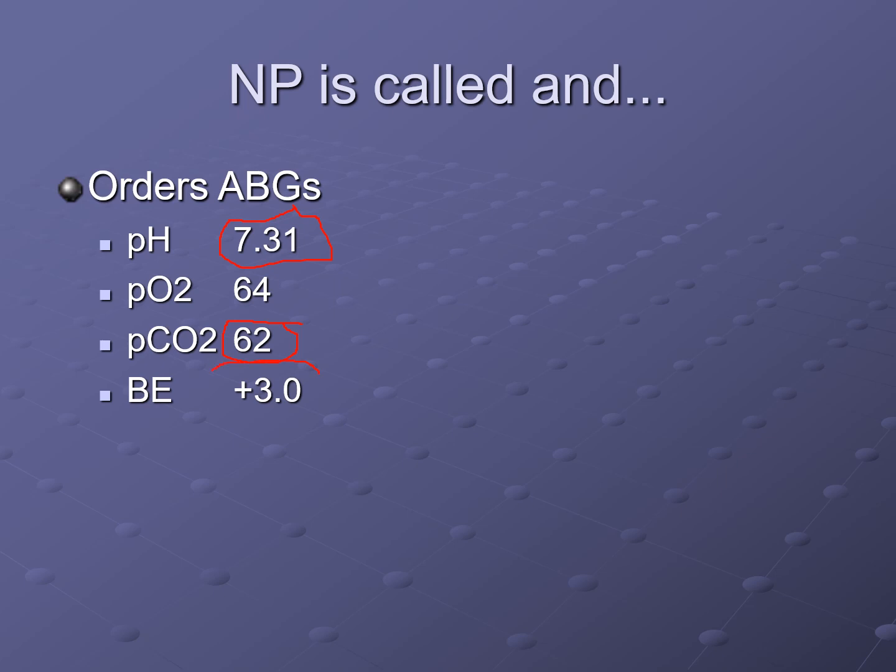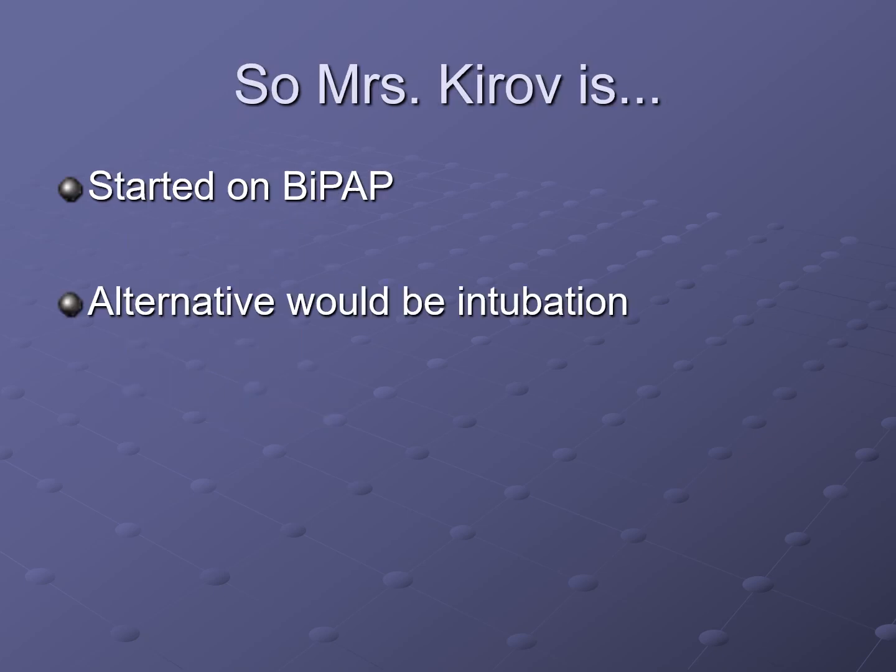Her base excess has gone up a little bit. Her body's trying to compensate for that. And basically the other side of that equation is H2CO3 also equals H plus plus HCO3. So those are free hydrogen ions, that H plus, and the HCO3 is bicarb. So the body is actually trying to compensate. So she's actually started on BiPAP. Otherwise, she might have to be intubated.